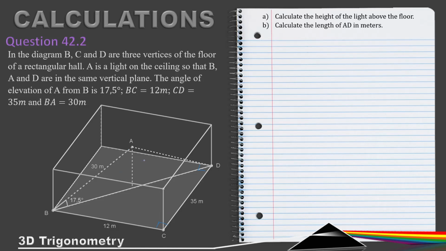All right. So what do we need to do? In A, calculate the height of the light above the floor. Very easy. This is the height. Let's maybe call it H. And this is in a right angle triangle. So this is going to be opposite over hypotenuse, which gives us a sine. So sine of 17,5 is equal to opposite over hypotenuse. So then we just get rid of the 30, multiply both sides, or cross multiply. So H is equal to 30 sine 17,5, and then work that out.